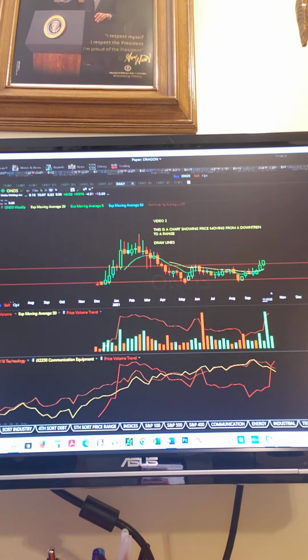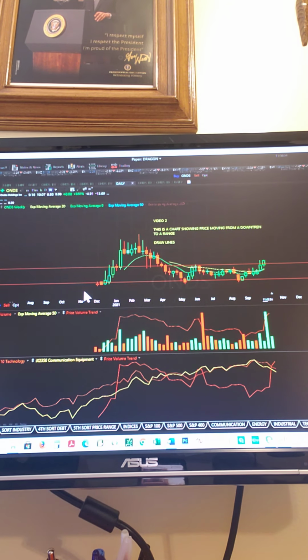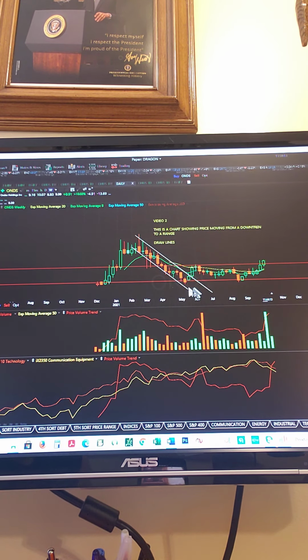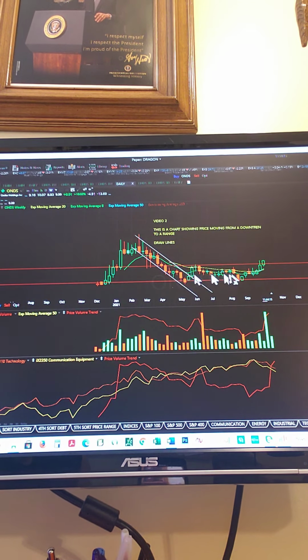And last but not least, this is a moving from a downtrend to a range. You can see here, price was in a downtrend here. And then it moved into a range, okay?